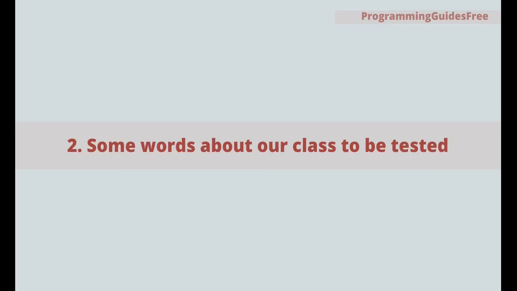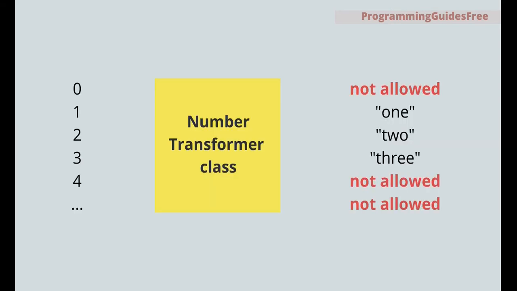Before we create our class for testing, I will explain how this class works. We will create a number transformer class that will transform integer numbers into their string representation, and for testing purposes we will limit the allowed numbers. Allowed numbers are 1, 2 and 3, for other numbers we will have an exception thrown. See how it works in this picture.